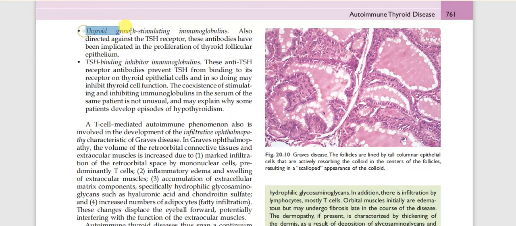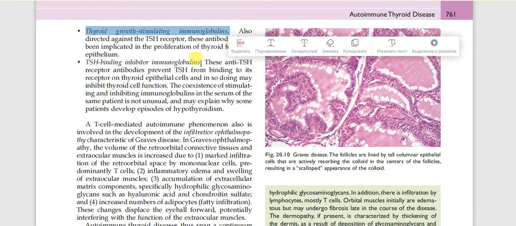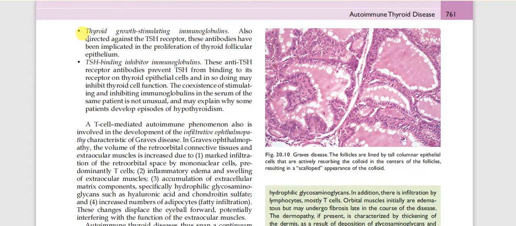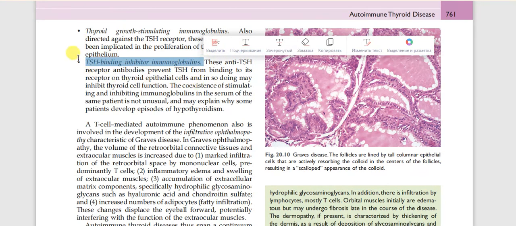Sorry, thyroid growth stimulating immunoglobulins. So it's directed against the TSH receptor. Antibodies have been implicated in the proliferation of thyroid follicular epithelium, and TSH binding inhibitor immunoglobulins. So these anti-TSH receptor antibodies prevent TSH from binding to its receptor on thyroid epithelial cells, and in so doing may inhibit thyroid cell function.